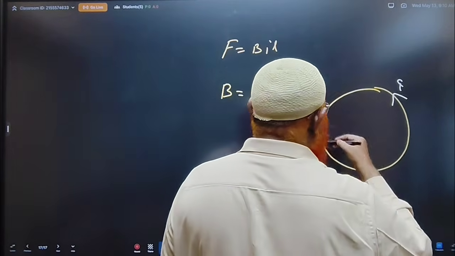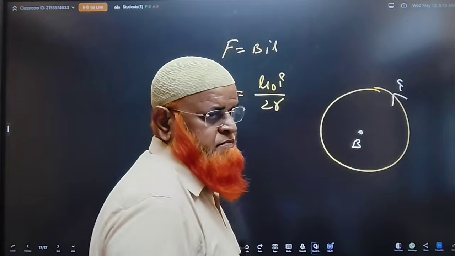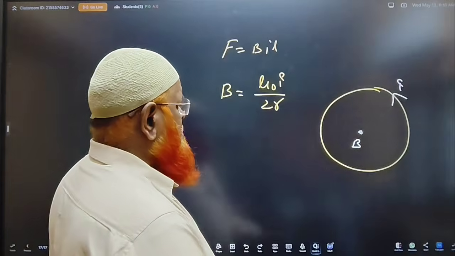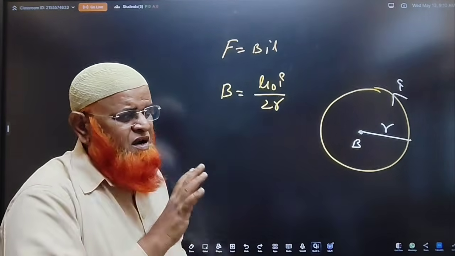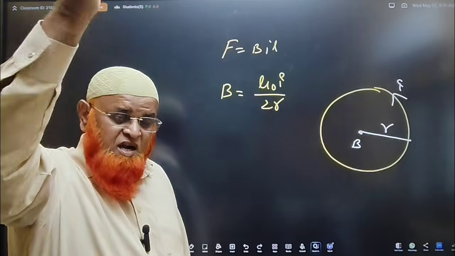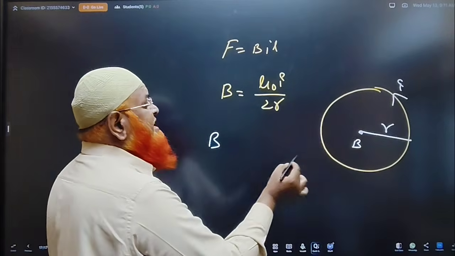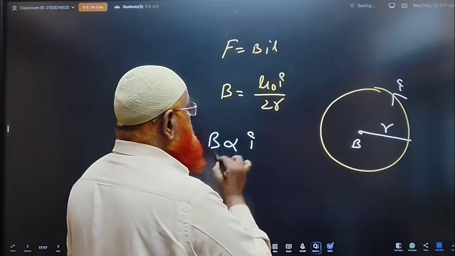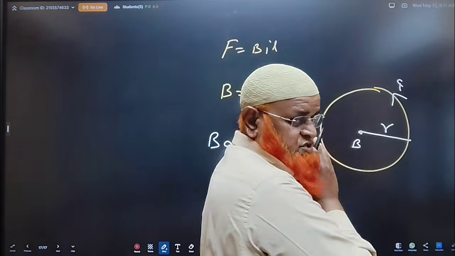If the current is passing through this wire, then what is the magnetic induction at the middle point, at this point? If the radius of the circle is r, just remember one thing, complex Biot-Savart is not required. Biot-Savart would take 5 minutes to explain. The simple thing to remember is that magnetic induction at this point is directly proportional to the strength of the current. Larger the current passing, the greater is the magnetic induction.